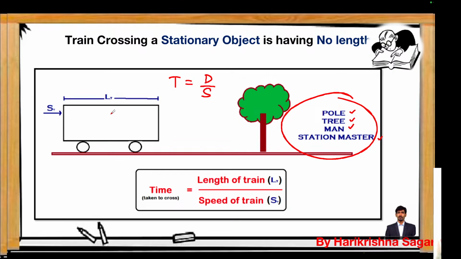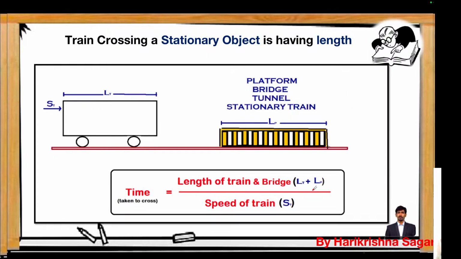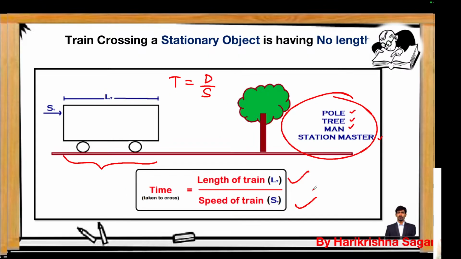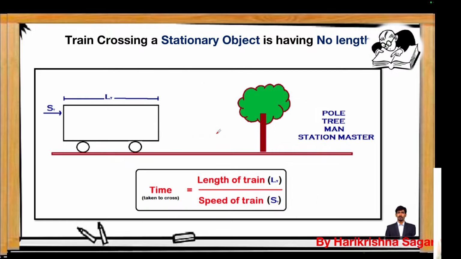Here, just crossing means it is covering its own length. So that is the reason the distance covered will be the length of the train, divided by the speed of the train. One example question we will take at the end. So time is equal to distance by speed. Use this formula. Here the distance covered is nothing but directly the length of the train. But in most cases, length is given in meters, speed is given in kilometer per hour, and time they will give in seconds. So use the basic conversion to make the answer.